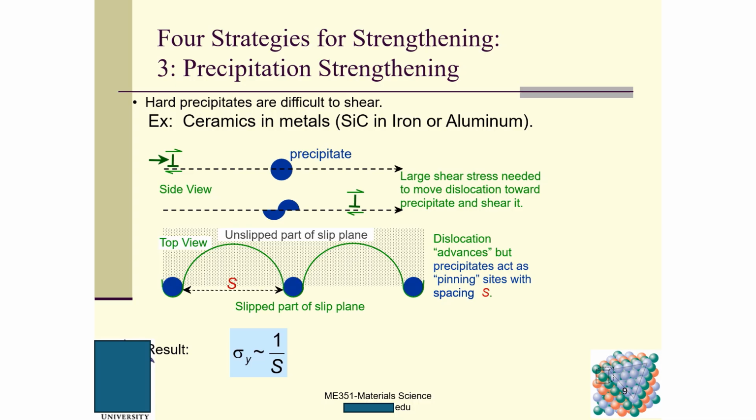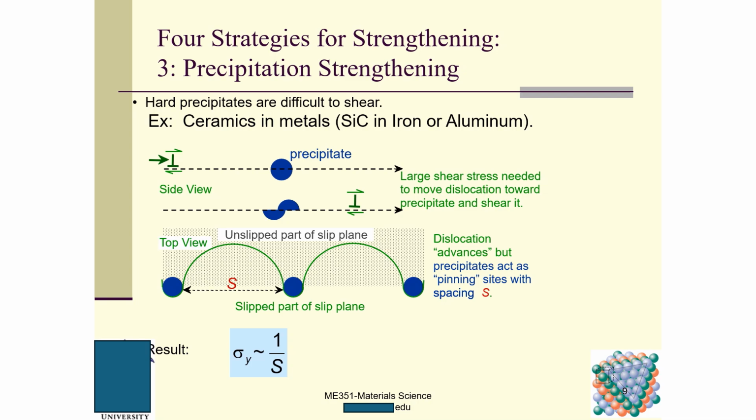And this is the top view. Dislocations advance, but precipitates act as pinning sites with spacing. The result is the yield strength is inversely proportional to S, the spacing of the precipitates. That means the lower the S is, the higher the resultant yield strength will be.